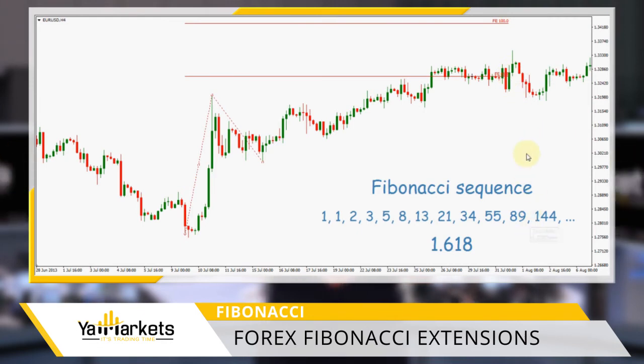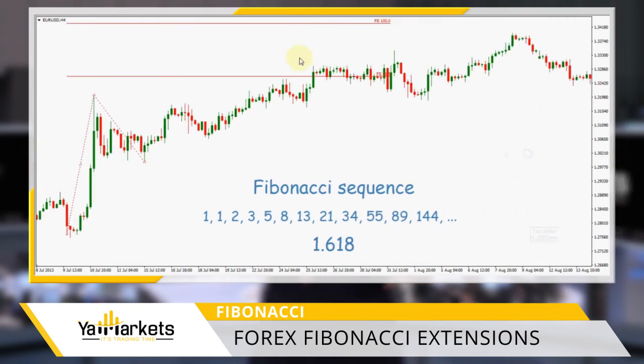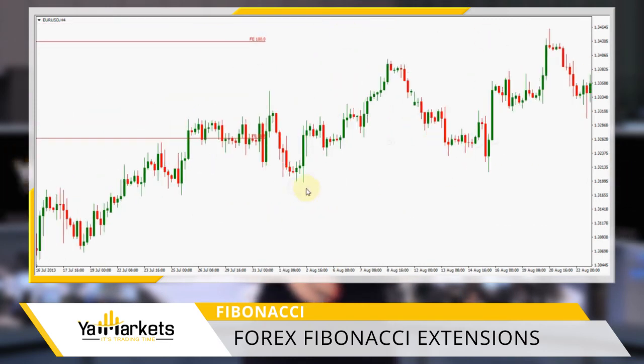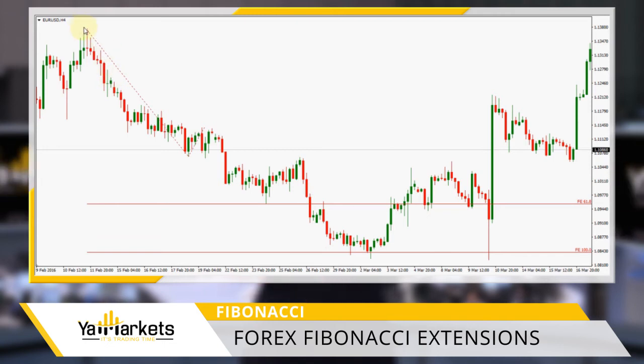As you can see, the price hit the first target, retraced a bit, and also hit the second target before reversing completely. Let's do the same for the downtrend. So draw the extension from the most recent swing high to the most recent swing low and back to the retracement, which gives your targets here and here.